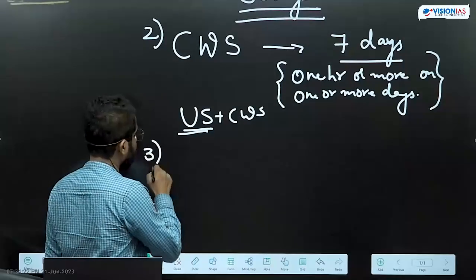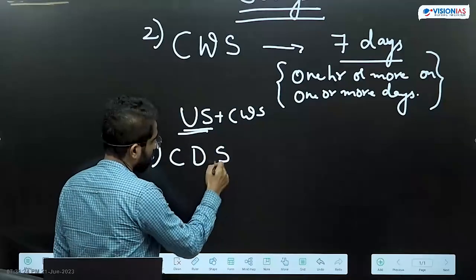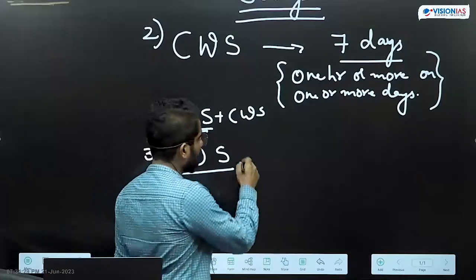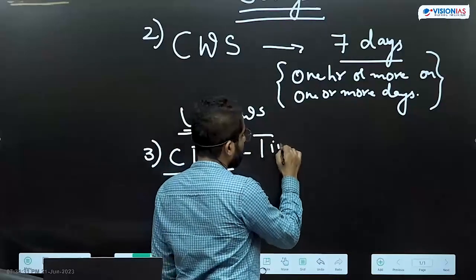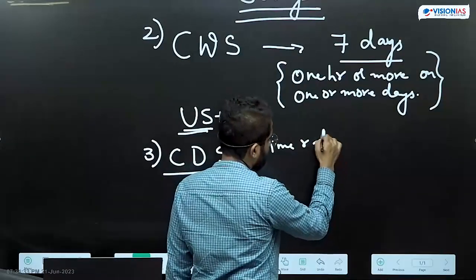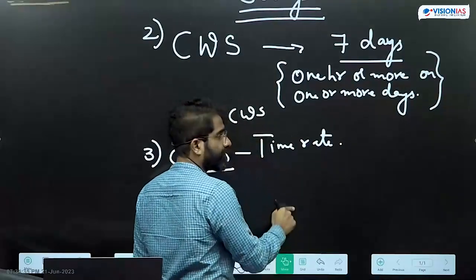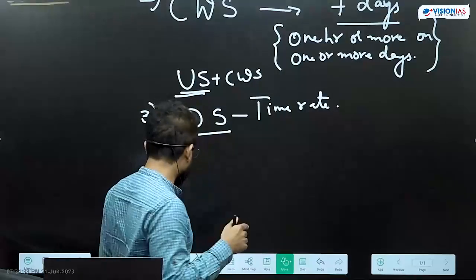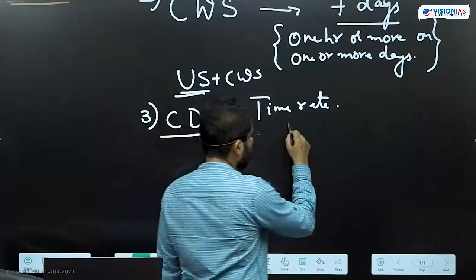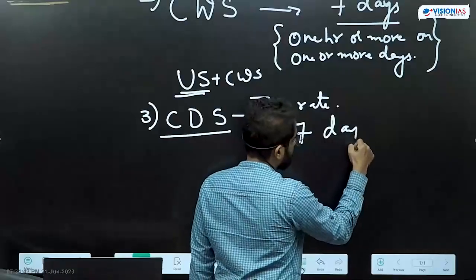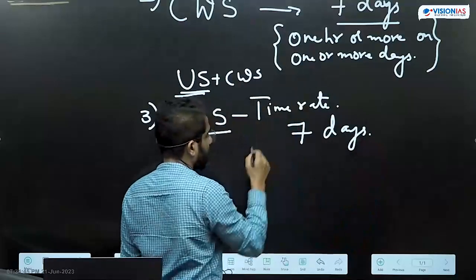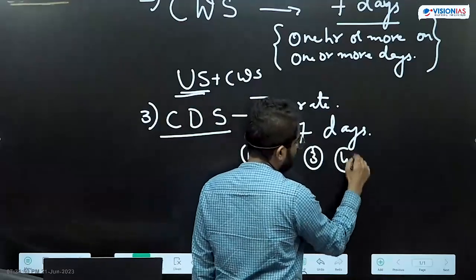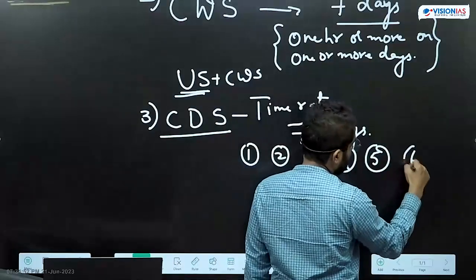CDS is current daily status. Now this is more comprehensive. It is also called a time rate. So what is this time rate? Here also the reference period is 7 days. But unlike the earlier one, you are going to consider each day. In the 7 day period, you consider each day.